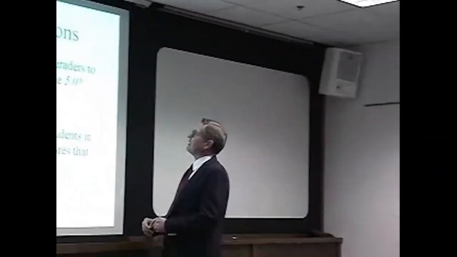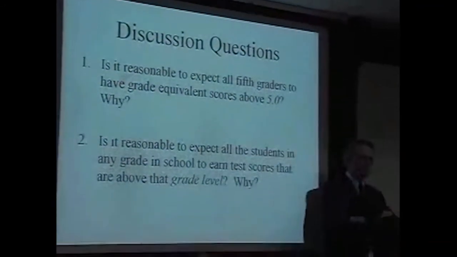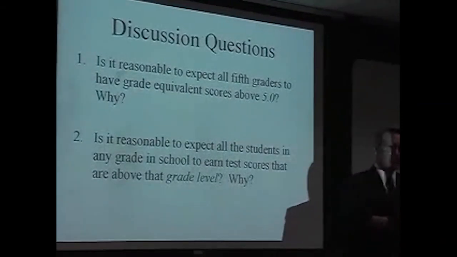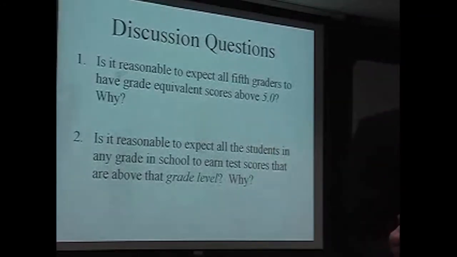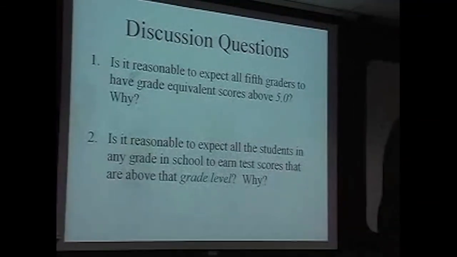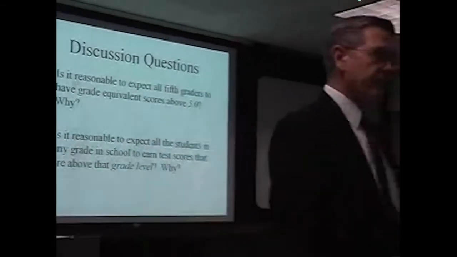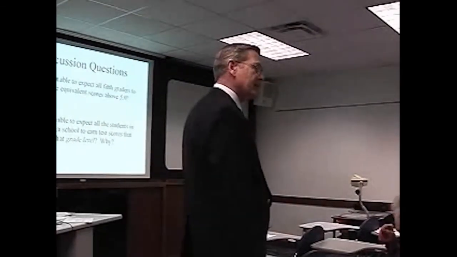Is it reasonable to expect all 5th graders to have grade equivalent scores above 5.0? It's impossible. If the test was constructed correctly, it's impossible. Where did we get that 5.0? There was a median. That means half the kids were below that. The 5.0 is an average. Now, if it's mathematically possible for everybody to be above average, then that reasoning would be okay.